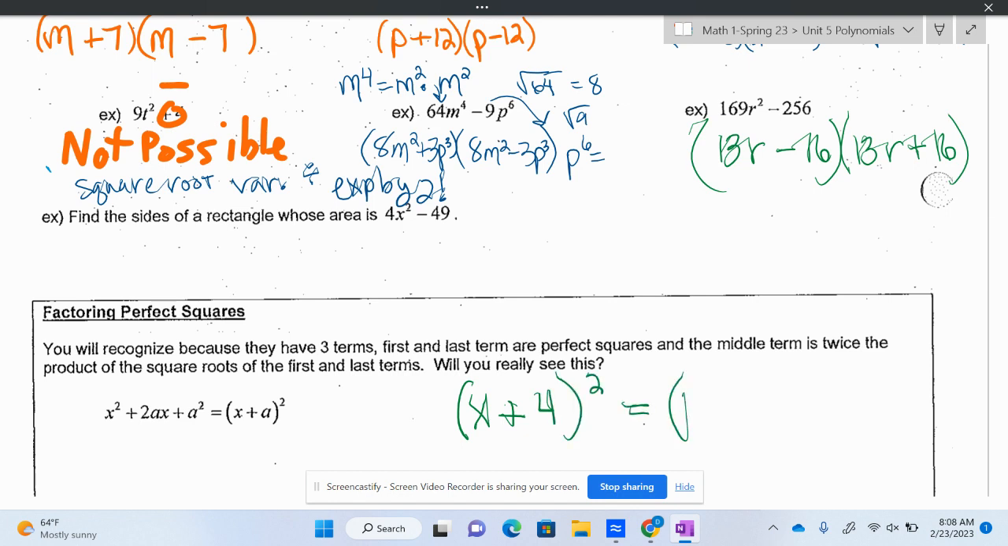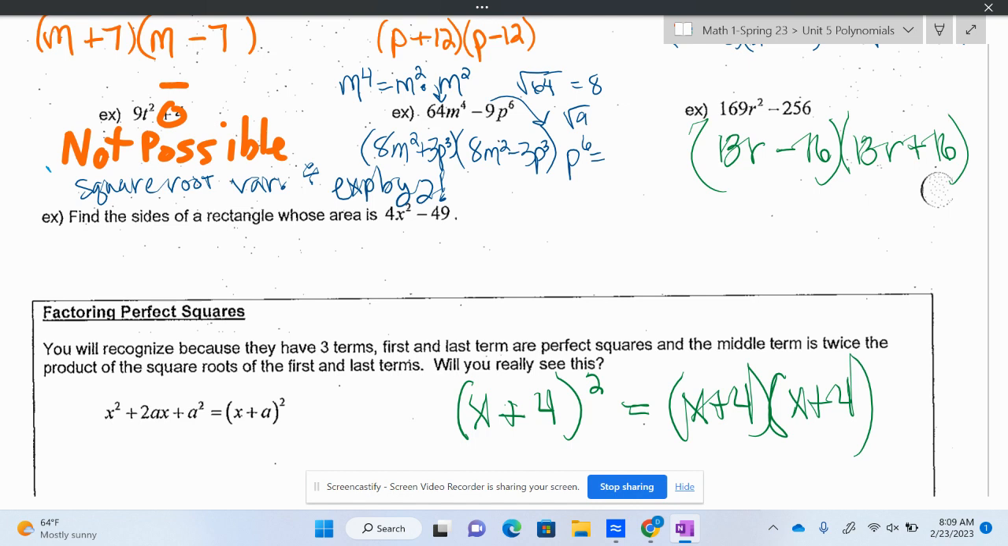And we said, well, that means x plus 4 times x plus 4. We talked about that. And we said, well, what do we do with that? We just take that setup and we FOIL it, right? So we're going to FOIL that.